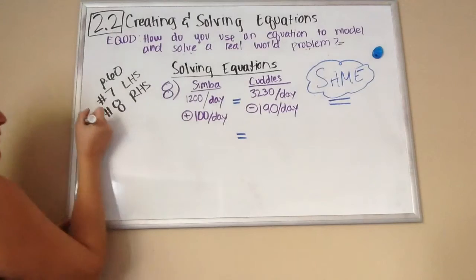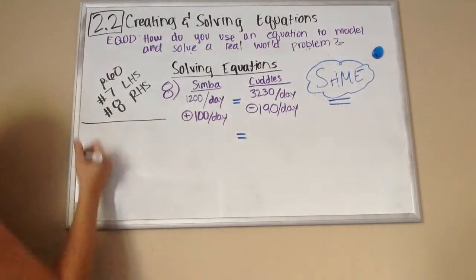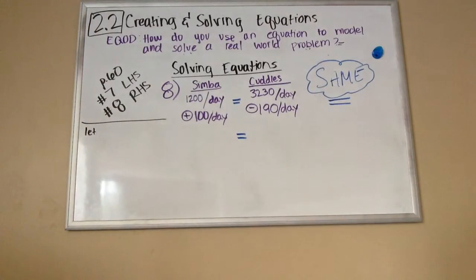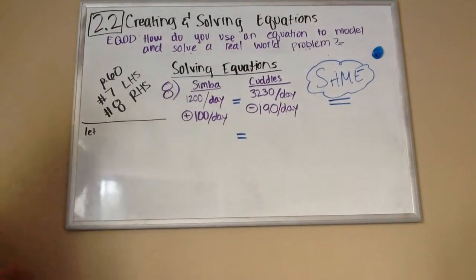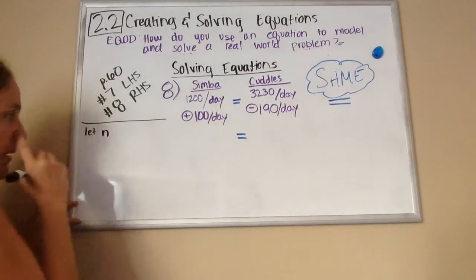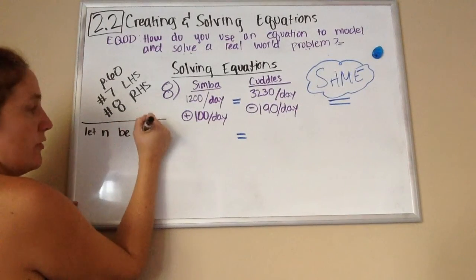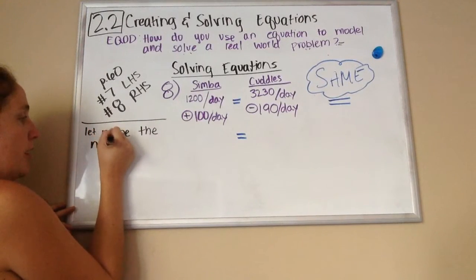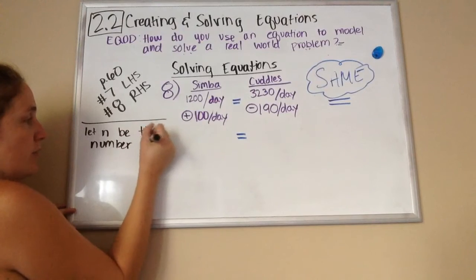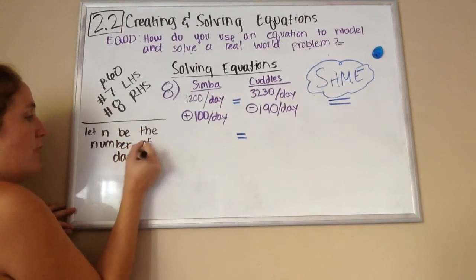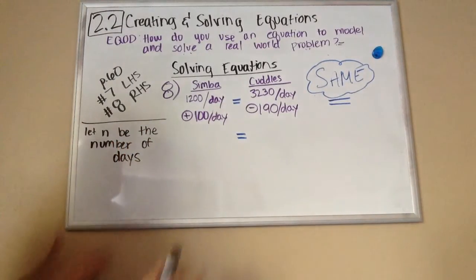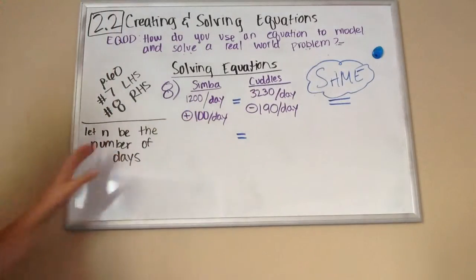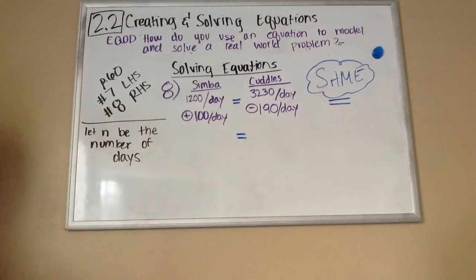So what we're going to do is define our variables. Let n be, you could just as easily use x, that's fine, but let n be the number of days. That's what we're truly trying to solve for, right? How many days is it going to take until they are eating the same amount each day, until they are equal? So n is going to be our variable, the number of days.